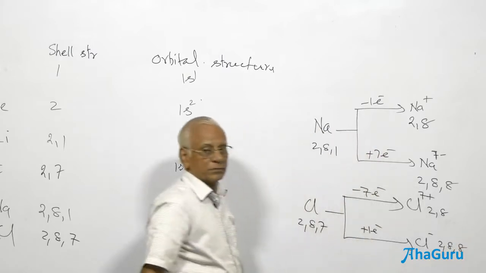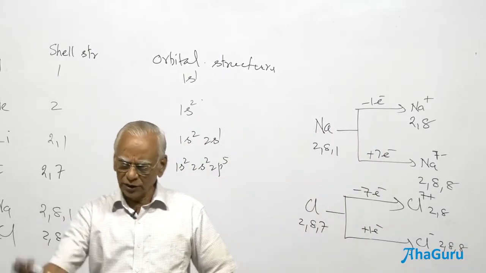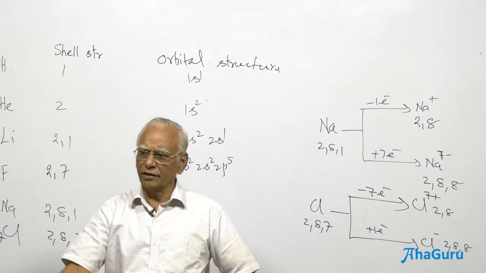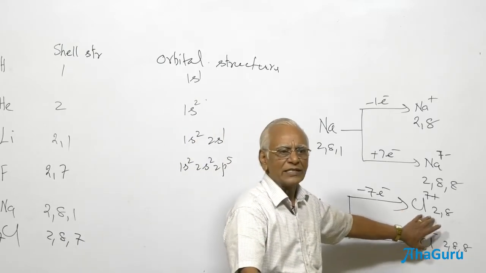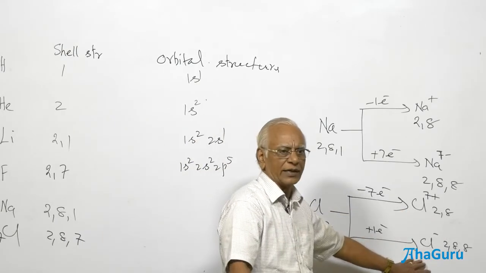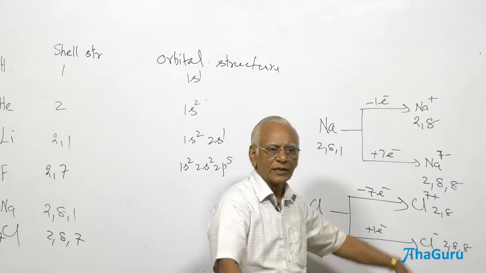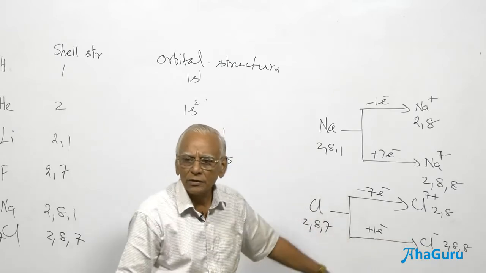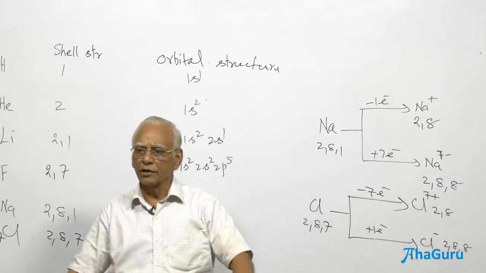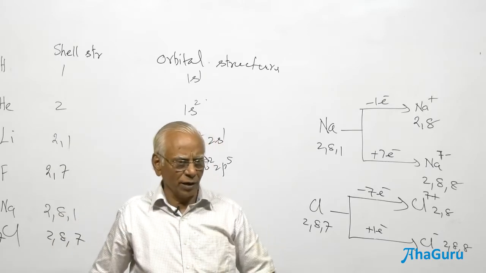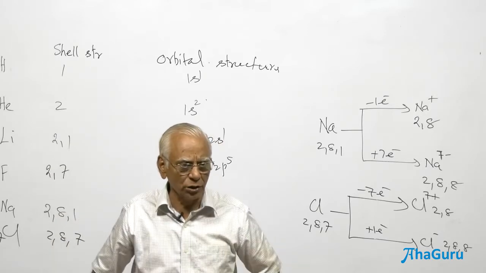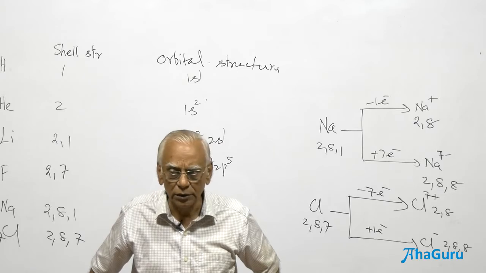I can generate a question. Both of them are possible because both of them give octet configuration. Attainment of octet by 7 plus is much easier than this. Attainment of octet by this is much easier than that. None of the above. We know the answer. What is the answer here? The second option: chlorine always prefers to accept an electron to complete the octet configuration. Why is it so?